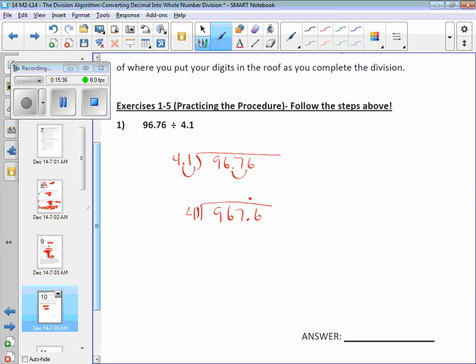41 into 96. It'll go, but it won't go in evenly. Yes, 82. Okay, subtract. I got 14. Right? Bring down 7. 41 into 147. Come on, you want to try it? 147. Are you all caught up? See how many times it goes. See what gets in check. What number are you starting off with?